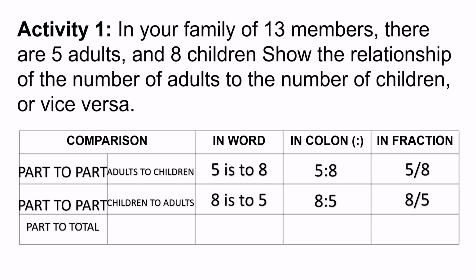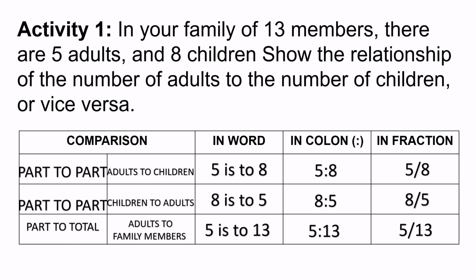And then last, part to total, pwedeng adults to the number of family members or pwede ring children to the number of family members. So, let us try adults to the number of family members. So, in word, ilan ba yung adults? 5. Ilan yung family members? 13. So, the answer is 5:13. In colon, gagamitan ng colon, which is 5:13. And in fraction, the answer is 5/13.